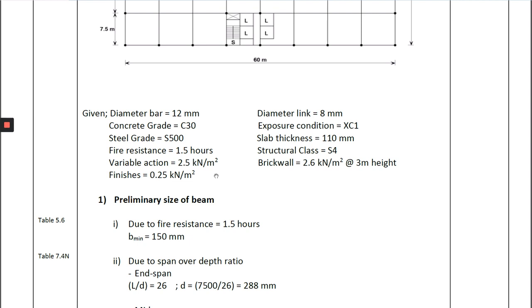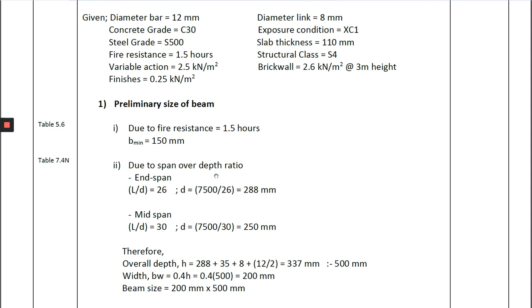The first step is we have to do a preliminary sizing of the beam. The preliminary sizing, I repeat again, we have to do based on two different calculations. The first one is due to the fire resistance, in order for us to know the minimum width of the beam. The second one is due to the span over depth ratio, in order for us to know the h, which is the height of the beam. In my case here, due to the fire resistance of 1.5 hours, by referring to Table 5.6, the b minimum is equal to 150 millimeter. Therefore, we may provide a beam width of at least 150 millimeter or bigger than that.